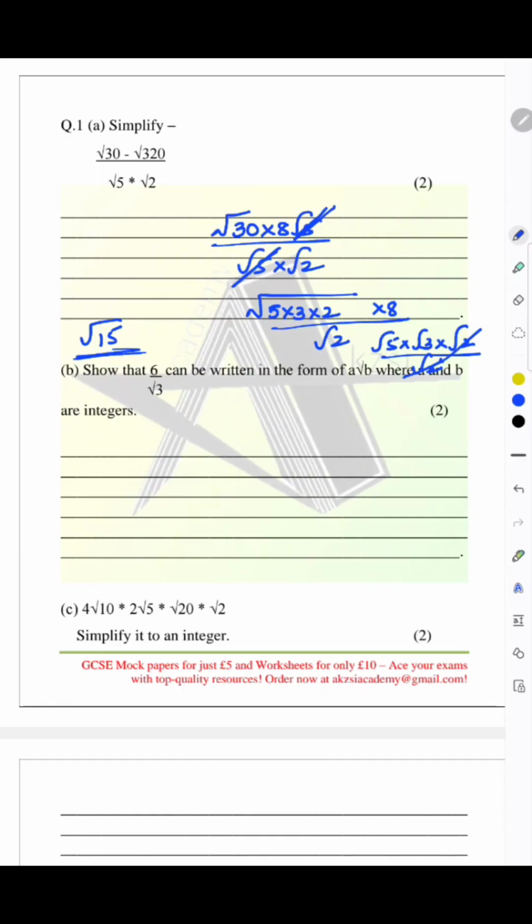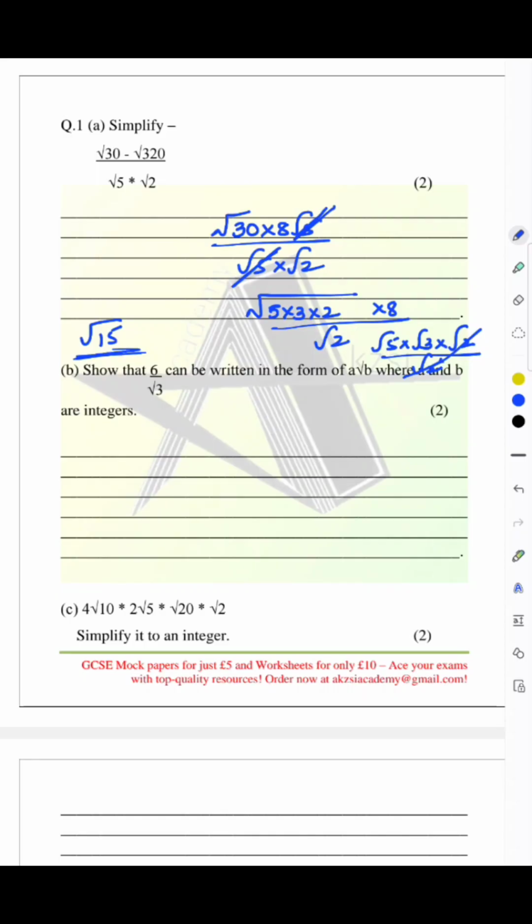Moving on to question number 1, part B. Show that 6 over root 3 can be written in the form a root b, where a and b are integers. So part A was about the simplification of surds, and I have already explained how we can simplify it. Part B shows the rationalization. Rationalization means that if a surd number is in the denominator, it's not generally an acceptable format. We have to remove that surd form.